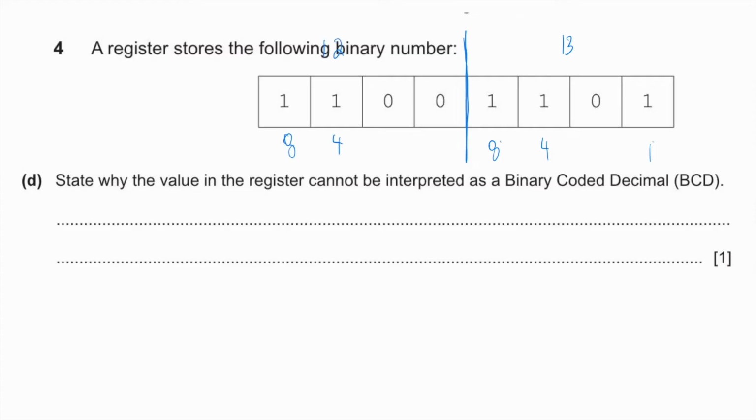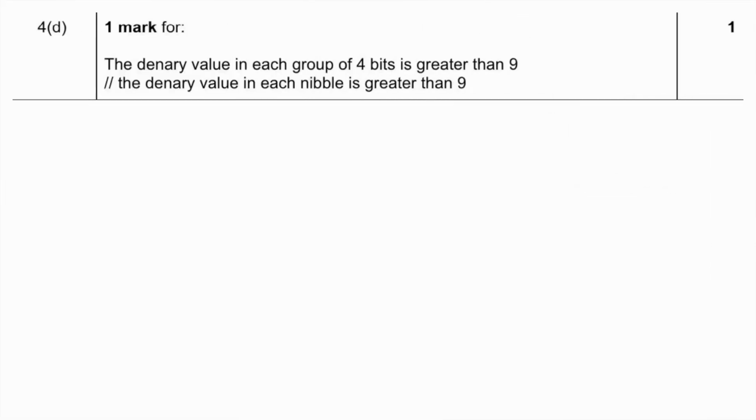And both of these values represent numbers greater than 9, which means that we can't really interpret them as a binary coded decimal. In order for this to work, each of these 4-bit numbers would have to represent a value of 9 or less, because this isn't hex, right? We don't have an E or F or whatever it is. So the answer here is that the denary value in each group of 4 bits is greater than 9, and that's all we could really say about that.